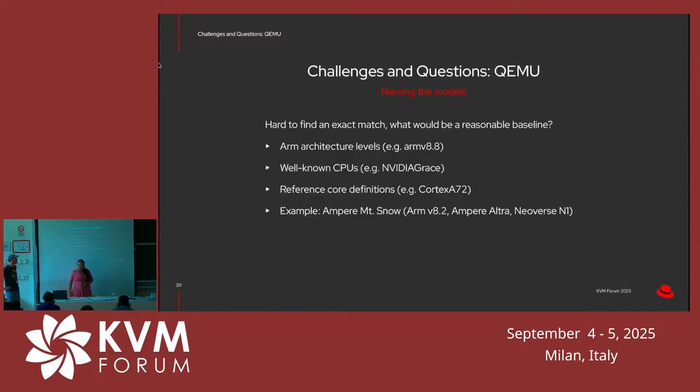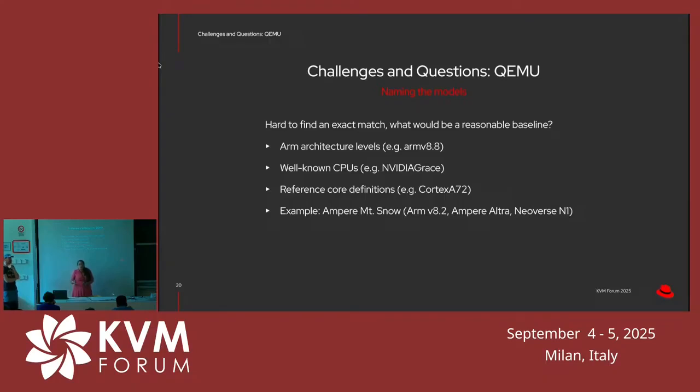And another fun problem is if we have named models, how do we actually call them? What do we base them off? On ARM, we have such a high diversity of CPUs that are available. We have multiple vendors. Those vendors do a lot of different CPUs, and where do we start? We could start at the architecture levels. We could just simply start modeling well-known CPUs, or we could start from reference core definitions.